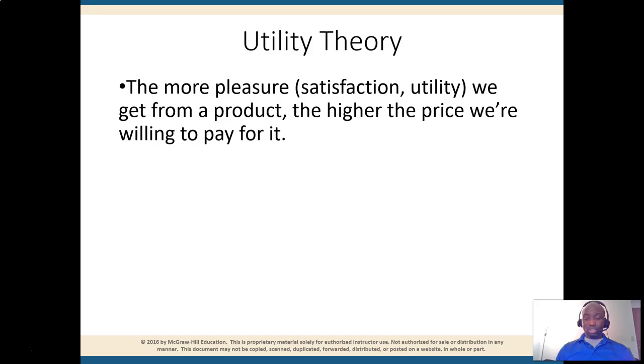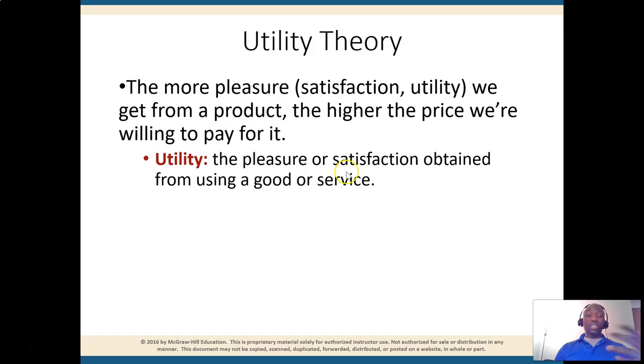So that's the utility theory and the maximization problem. Utility is the pleasure or satisfaction you're getting from consuming a good. Now, consuming doesn't mean that you only eat it. You can eat a pizza, drink some water, or go to a club and have fun and do some drinking. You derive satisfaction, but you can also go to the beach or buy a house or whatever, and then you enjoy this.